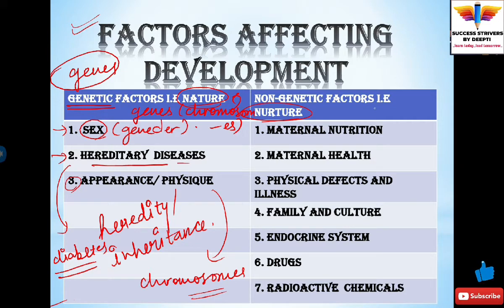Now coming to the second one, which is the non-genetic factors. Basically here we are referring to the environment. The environment we live in also affects our development. For example, a child who is belonging to a disadvantaged family, यानी कि उसके घर पे ज़्यादा resources नहीं है available. So this is surely going to affect the development of the individual.